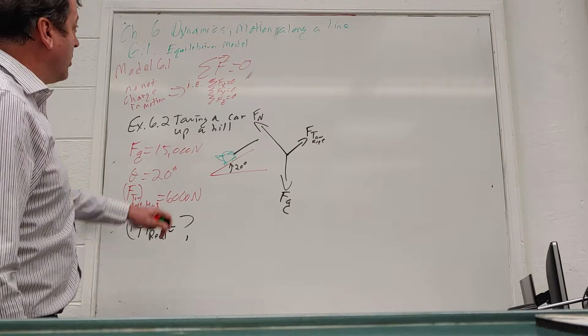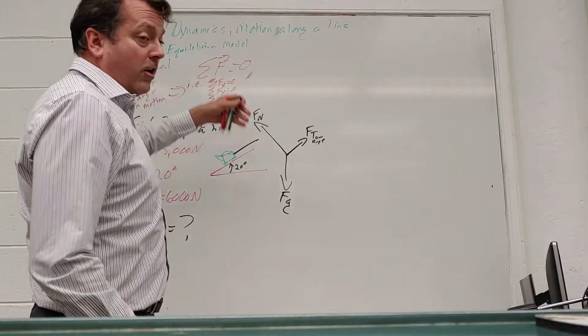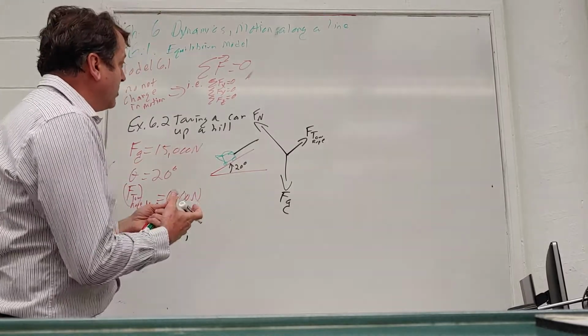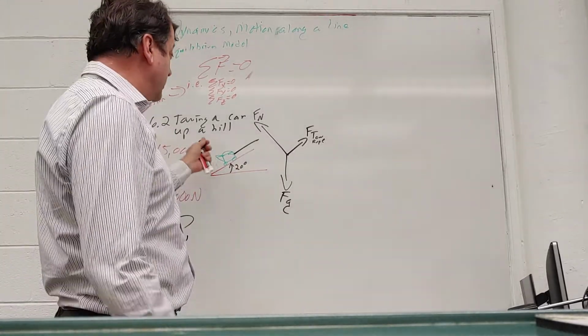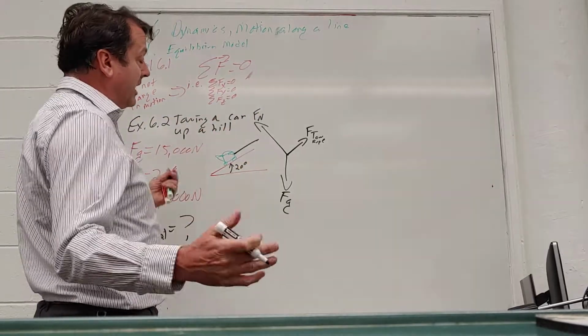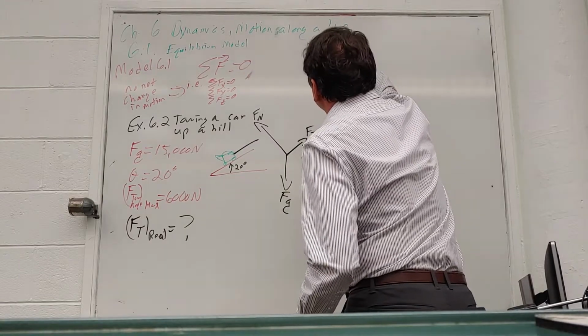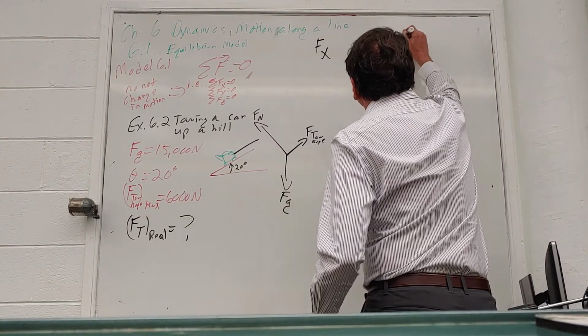So to do that, we're going to sum up all the forces. The only thing we can do so far is look at the sum of forces in X, sum of forces in Y, sum of forces in Z. We're not talking about Z, because Z would be out of the board in this case. So let's just look at X and Y. So what we want to do is look at forces in X and forces in Y.